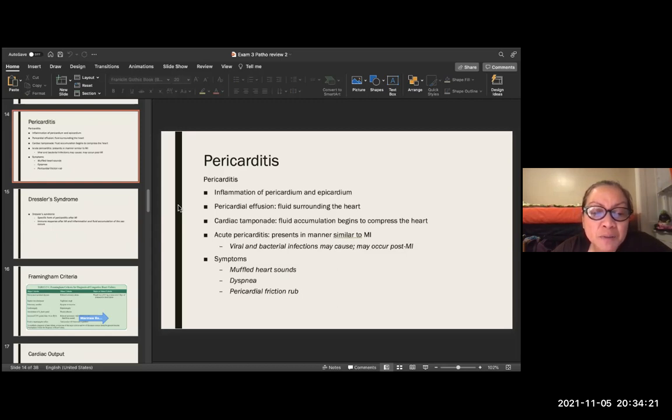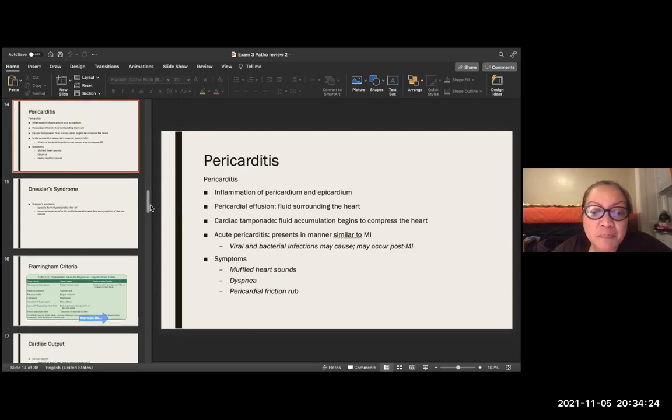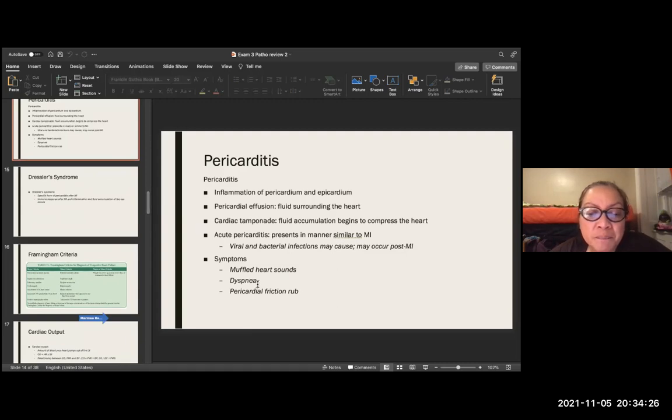Next, symptoms: muffled heart sound, dyspnea, pericardial friction rub. Oh, okay. This one, you have to listen to the pericardial friction rub. Don't worry, Monse. Let me screenshot this so that I will remember to give you, and you can appreciate it once you listen to them, because this you have to listen to with your stethoscope.